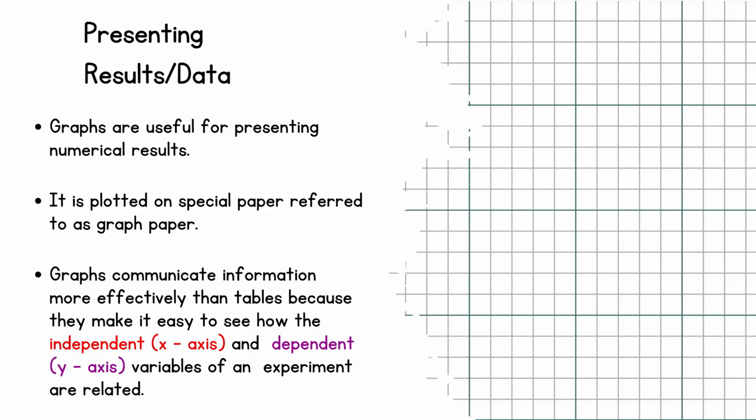Presenting results or data. Graphs are useful for presenting numerical results. It is plotted on special paper referred to as graph paper. Graphs communicate information more effectively than tables because they make it easy to see how the independent variable, which goes on the x-axis, and the dependent variable, which goes on the y-axis, of an experiment are related.